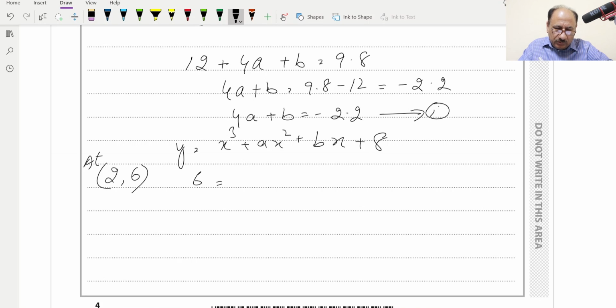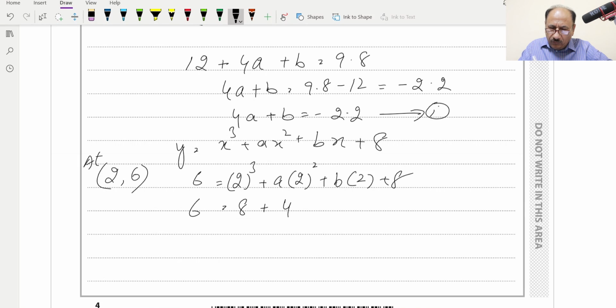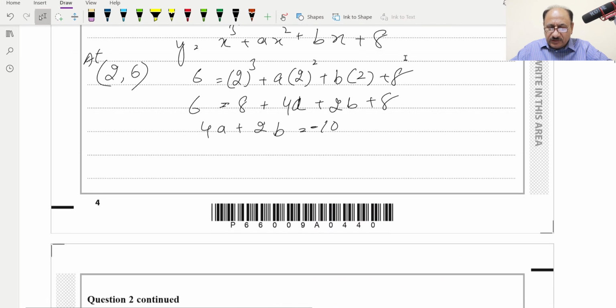So y value 6 is equal to 2 cubed plus a into 2 squared plus b into 2 plus 8, and we can rewrite it as 8 plus 4a plus 2b plus 8, and with further simplification it will be 4a plus 2b is equal to 6 minus 16. 6 minus 16 will be minus 10. Now we have this as equation 2.